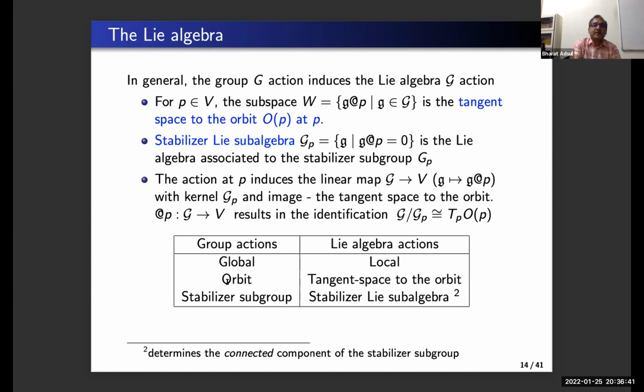And as we saw, the analog of the orbit in the group action is essentially the tangent space to the orbit in the Lie algebra world. And the analog of the stabilizer subgroup is the stabilizer Lie subalgebra. It turns out that the stabilizer Lie subalgebra essentially recovers the stabilizer subgroup up to its connected component. So the discrete information is lost, but the connected part of the identity element of the stabilizer subgroup can be fully recovered by the stabilizer Lie subalgebra. So we have seen the Lie algebra basics.